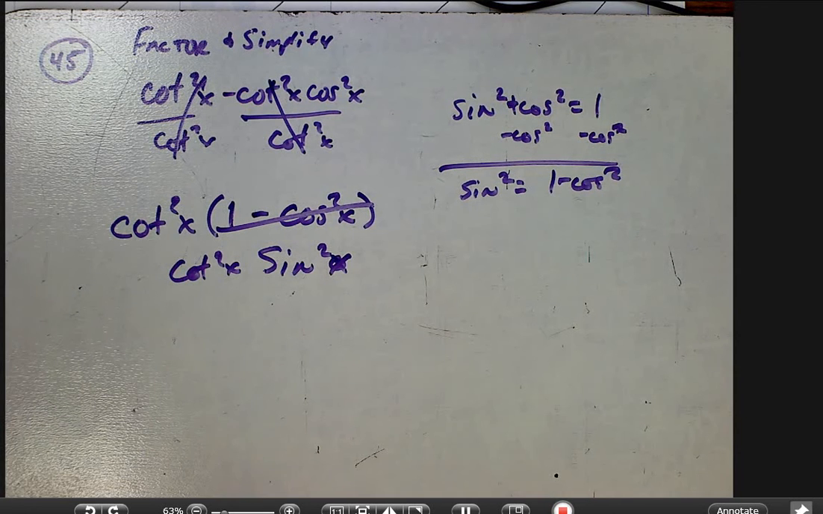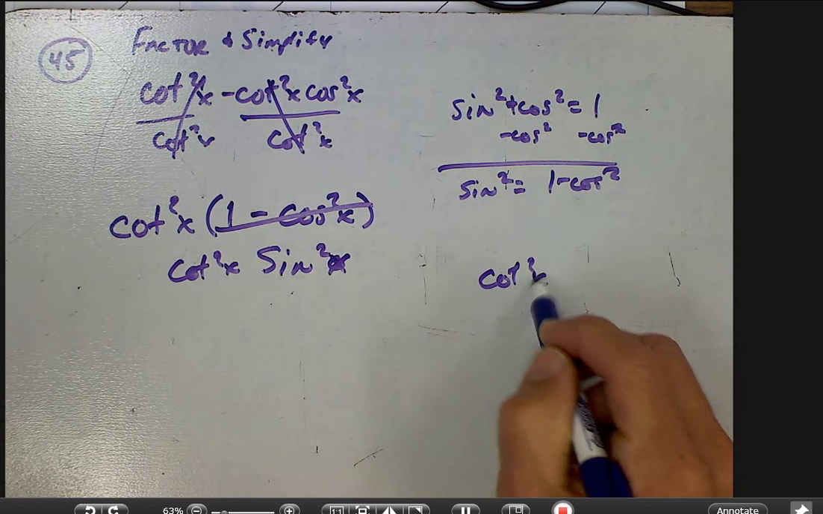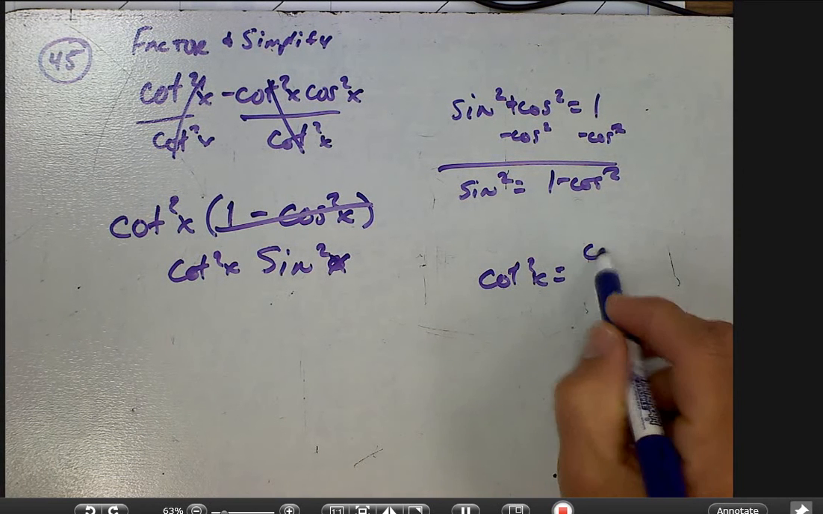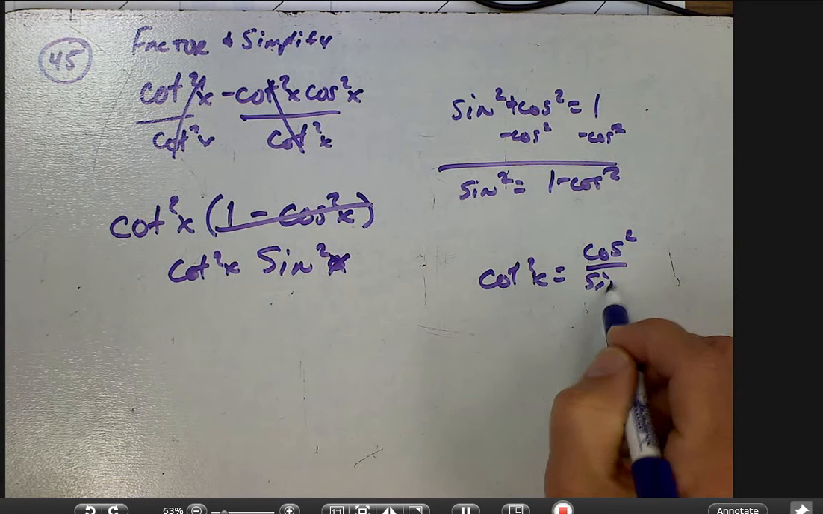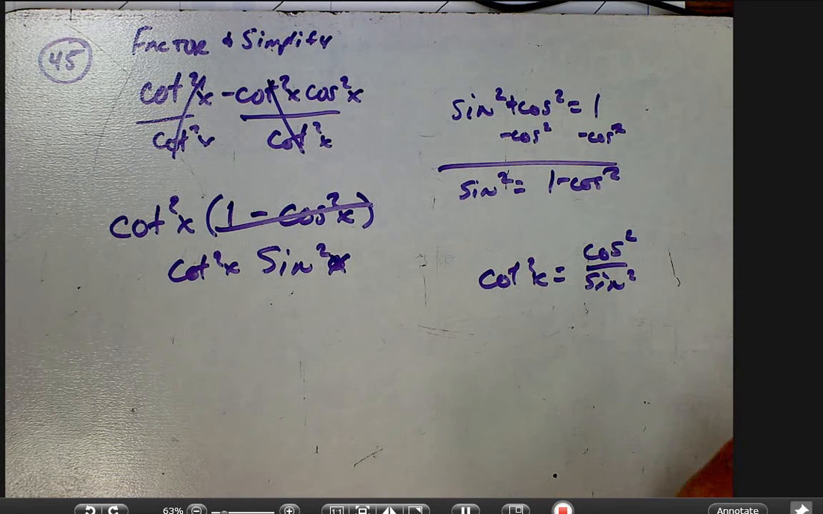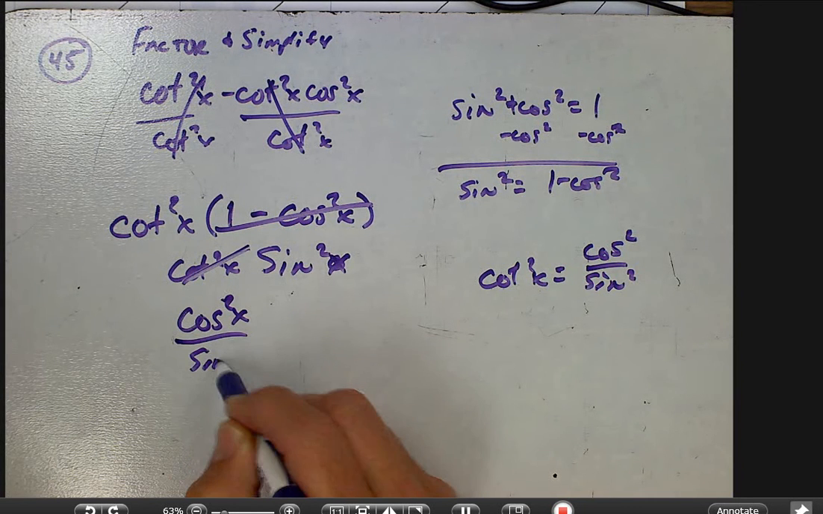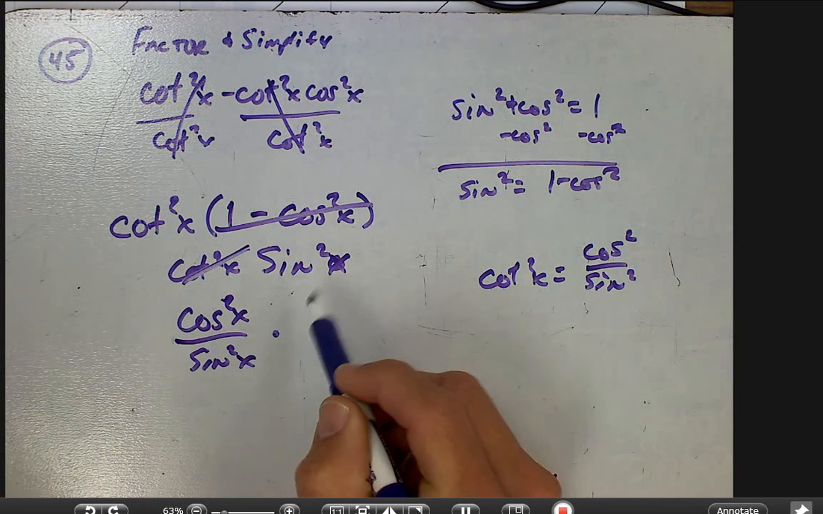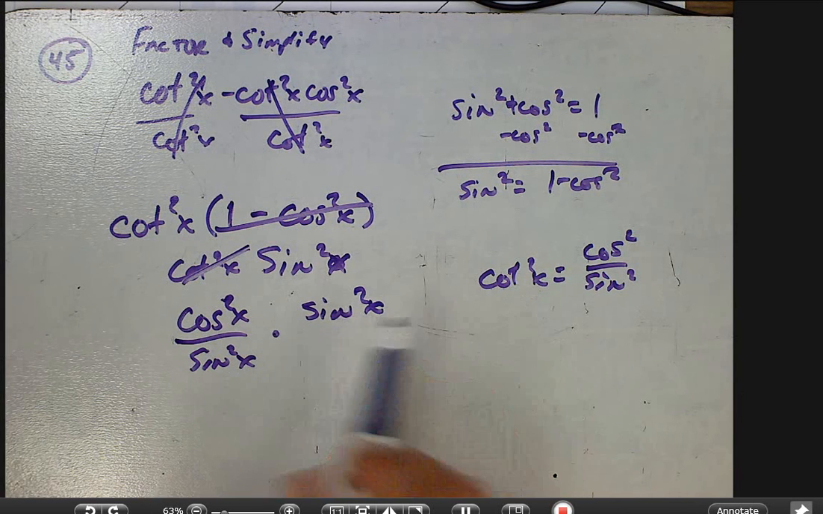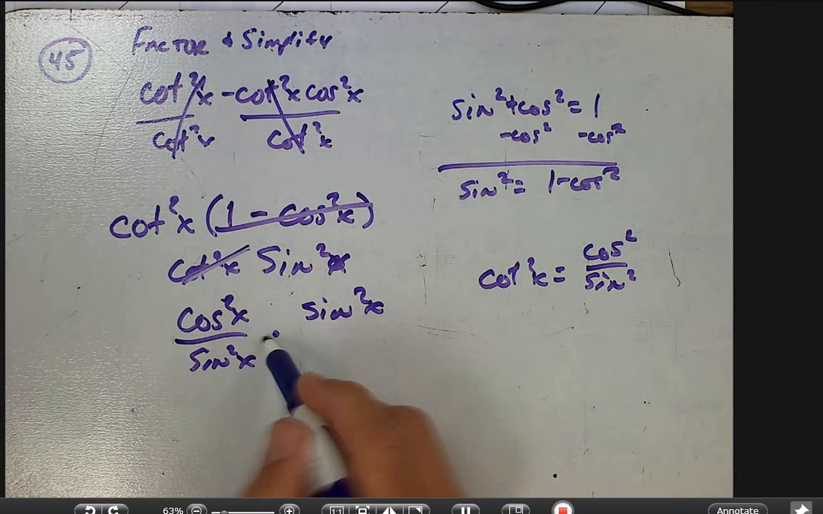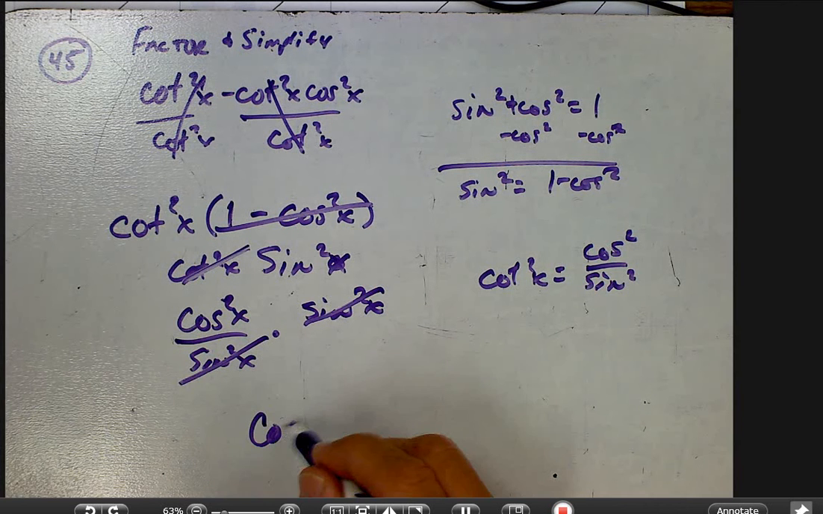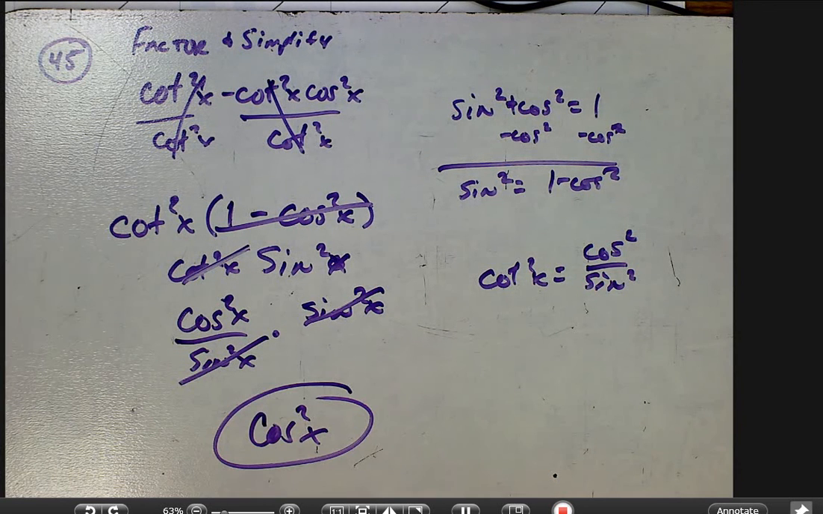Next thing I know is that cotangent squared of x is equal to cosine squared over sine squared. And that is on your formula reference sheet, so cross that out. And that becomes cosine squared x over sine squared x times this sine squared x that we had from before. Those cancel, leaving the final answer of cosine squared x after I factored that.